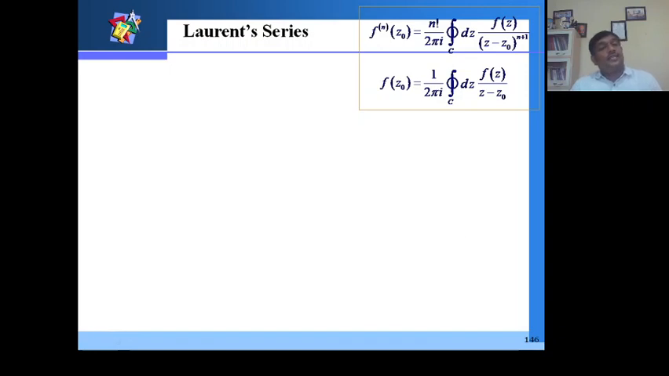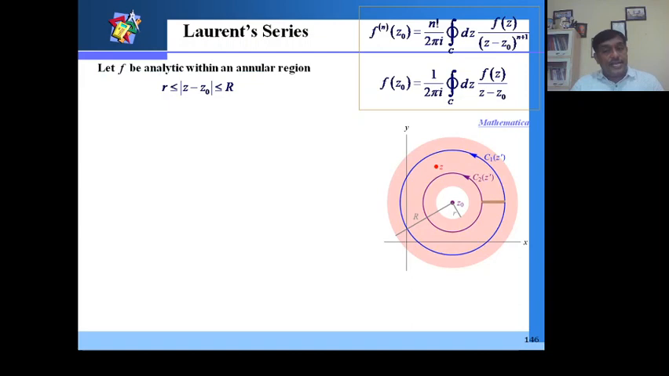And Laurent series is a combination of positive as well as negative series, and it is defined in an annular region. Here, let f be analytic within the annular region between small r and capital R. Here this is radius r and another radius is capital R. R is lying between z0 and z. Here |z minus z0| is less than or equal to capital R and greater than or equal to small r.